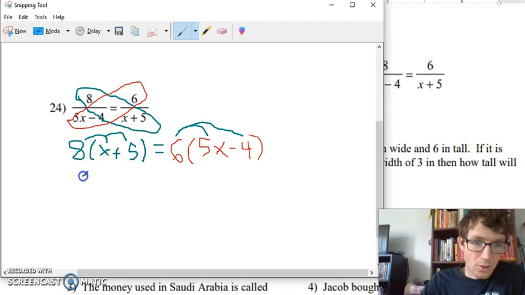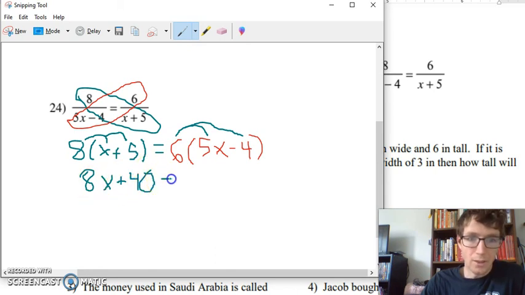So 8 times x will just give us 8x. And what's 8 times 5? That'll give you 40. So we should have 8x plus 40 on this side. Now what's 6 times 5x? 6 times 5x will just give you 30x. And then what's 6 times negative 4? It'll be negative, so 6 times 4 is 24, so it'll be negative 24. So we should have 8x plus 40 equals 30x minus 24.